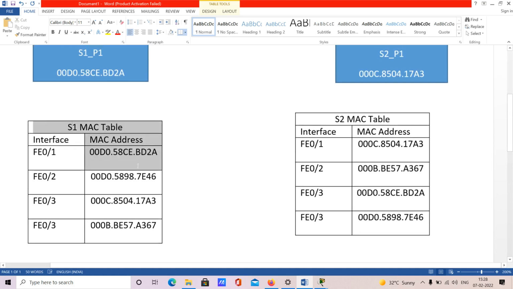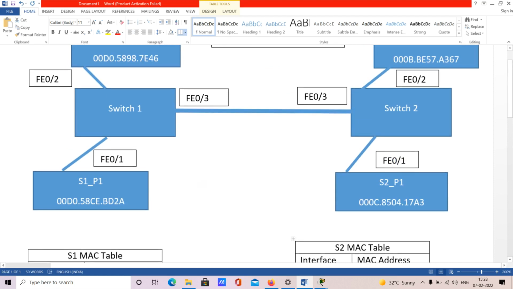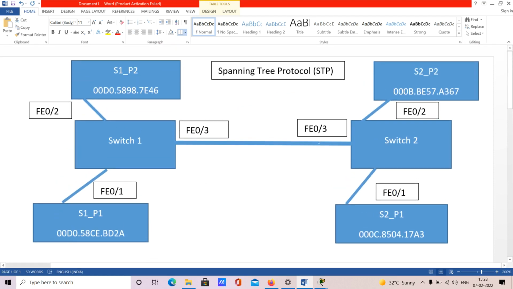Now these are the entries of the MAC address table. These are the entries of the respective MAC address table, and this is how they are being added. Fine. Now, things will be good when it is connected to a single interface. As you can see here, Switch 1 and Switch 2 are connected through a single interface.